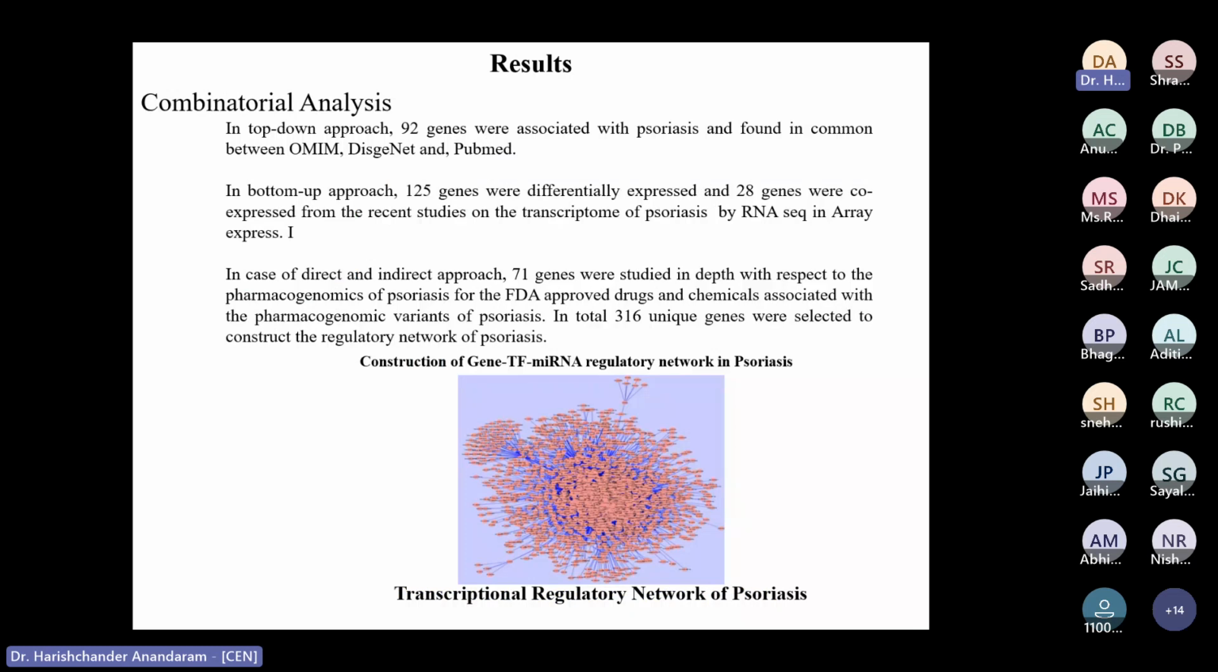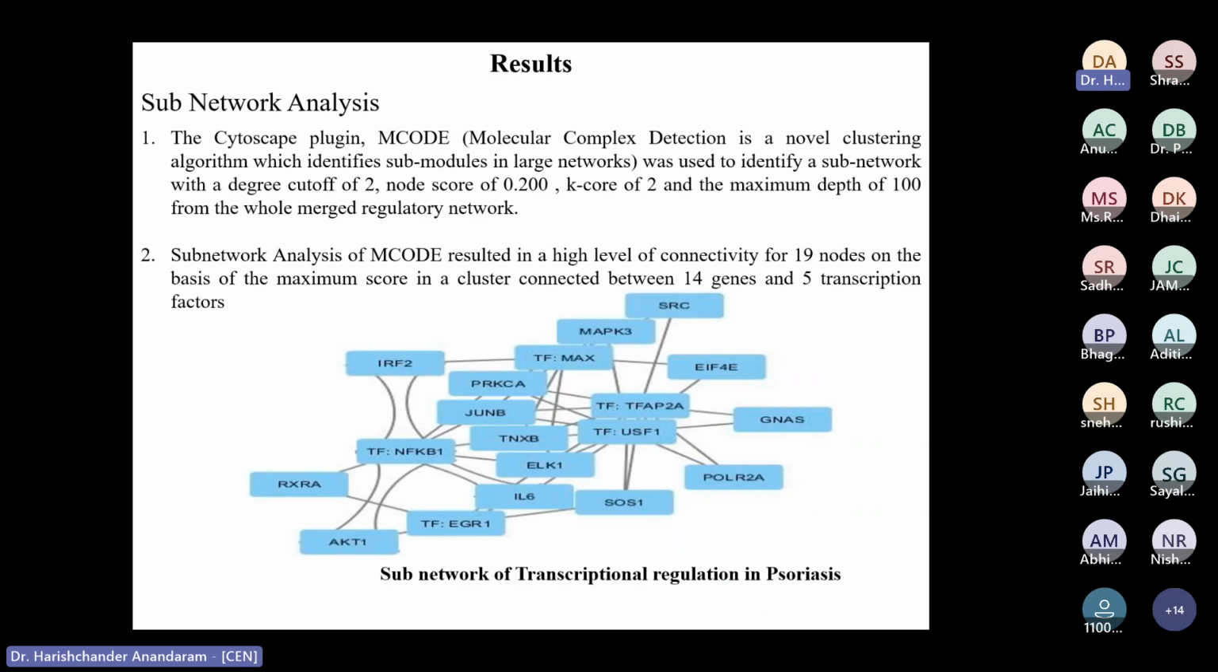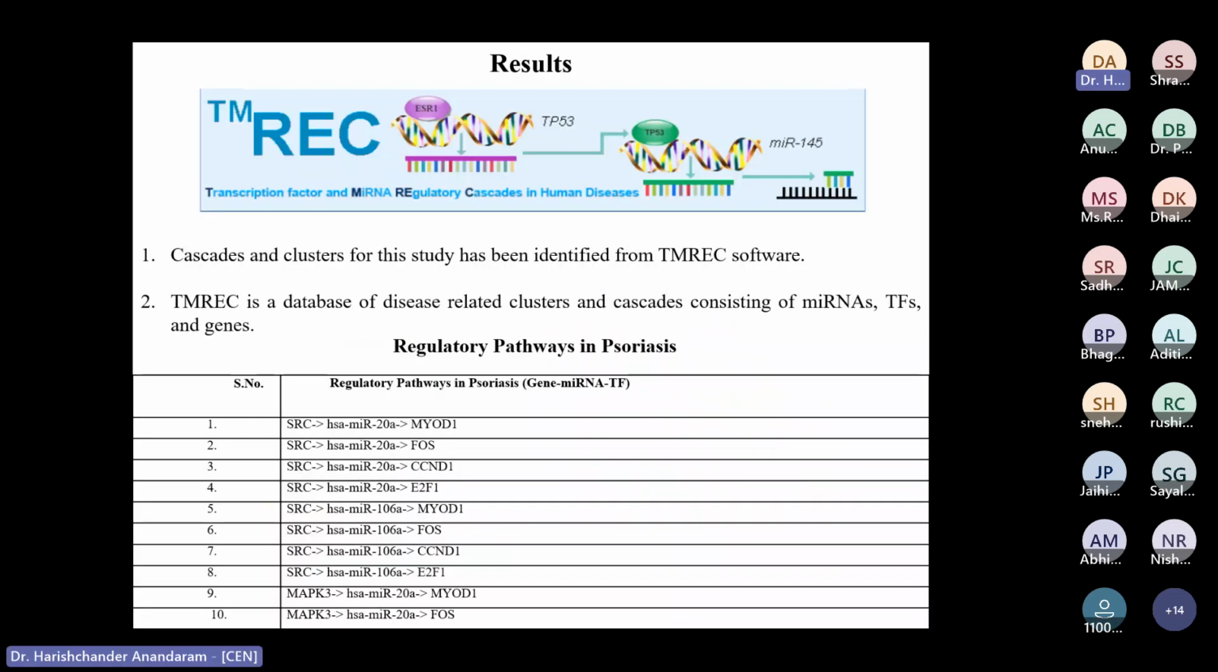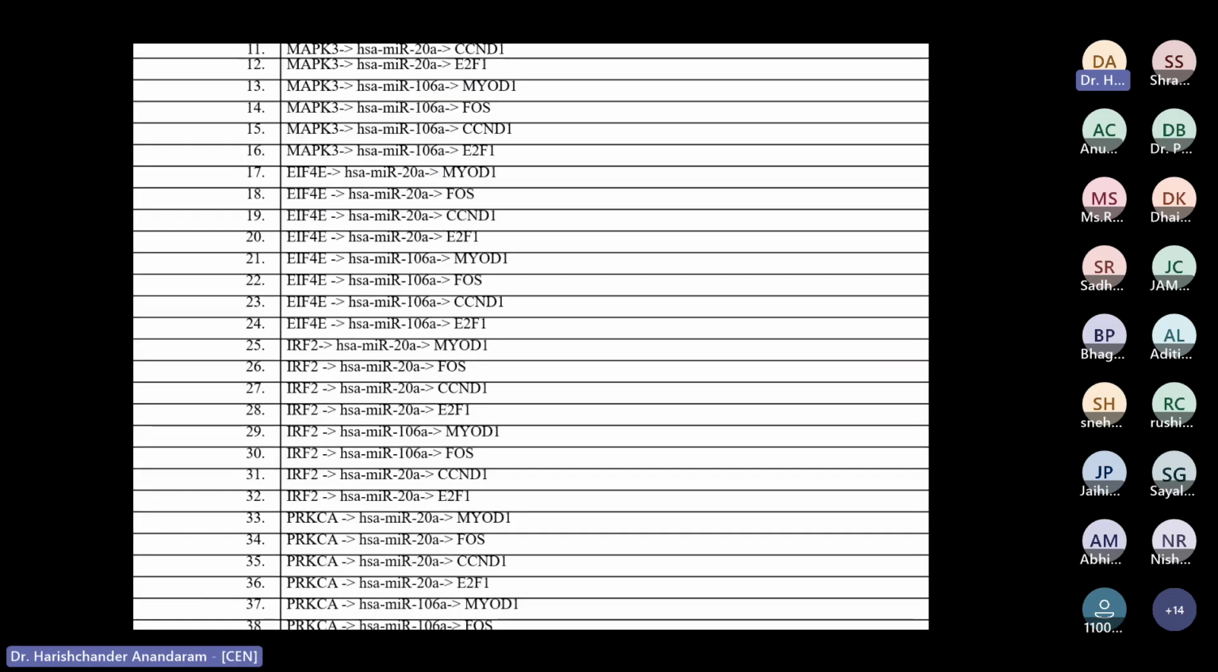While doing the combinatorial analysis, we got 71 genes as unique from the total number, and we reconstructed the regulatory network. And we have also analyzed the subnetwork based on the final regulation to get some initial conditions for inflammation-mediated autoimmunity. And then we have also used the regulatory pathway analysis to identify the additional factors which trigger psoriasis.